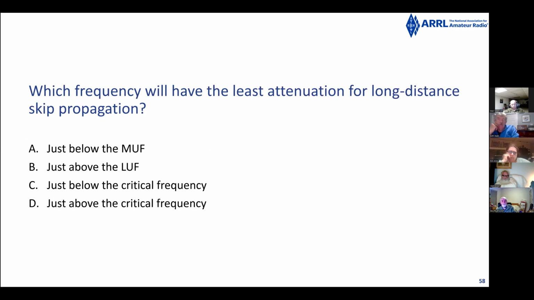Which frequency will have the least attenuation for long distance skip propagation? A, just below the MUF. B, just above the LUF. C, just below the critical frequency. Or D, just above the critical frequency. A. That's right. The answer is A, just below the maximum usable frequency. So if you see from propagation predictions that there's an opening to some distant point on several bands, you want to try the highest band first.